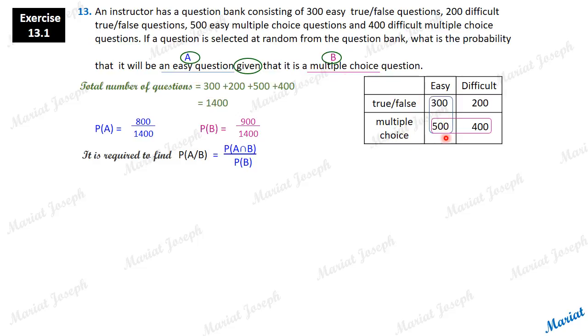Let's go to find out from the table. Easy multiple choice questions. These 500 questions are easy as well as multiple choice. Therefore, this 500 out of total 1400 is the probability of the intersection, the common elements. Upon probability of B is already 900 by 1400. On simplification, we get the answer 5 by 9.